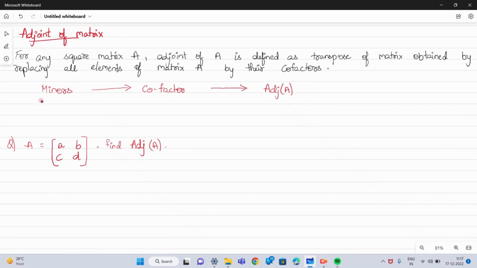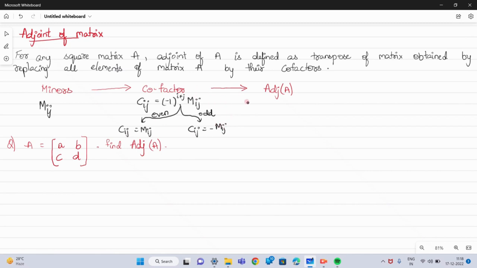To find the adjoint of A, first we need to find the minors. Minors are denoted by Mij. After getting minors, we need to find the cofactors, denoted by Cij. The relation between the cofactors and the minors is Cij equals (minus 1) to the power i plus j, times Mij. If i plus j is even, then Cij will be equal to Mij. If i plus j is odd, then Cij will be the negative of Mij.